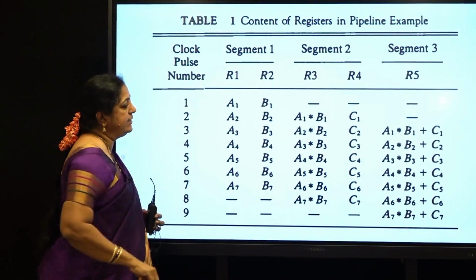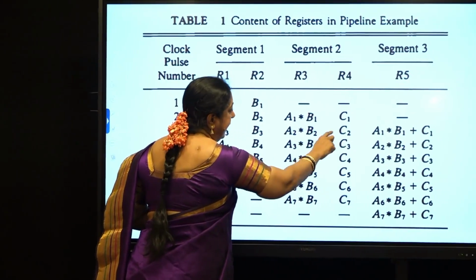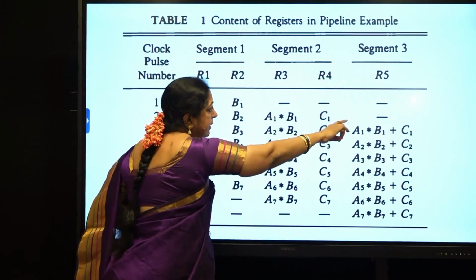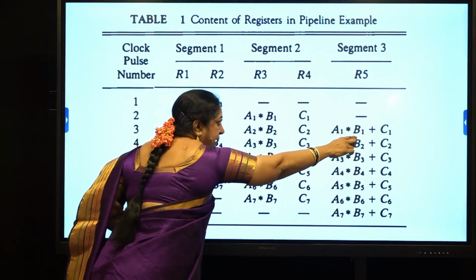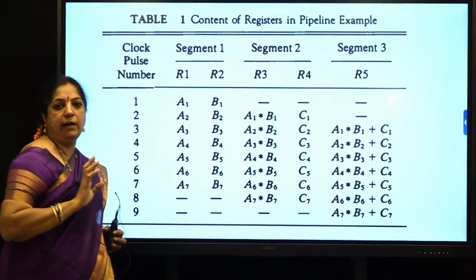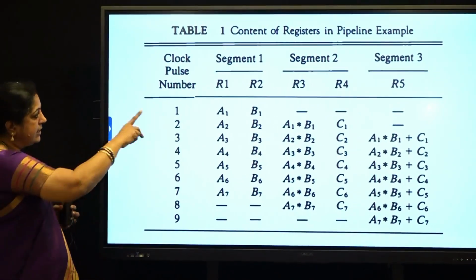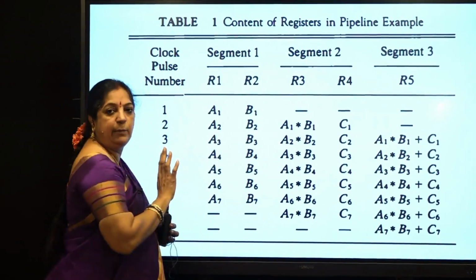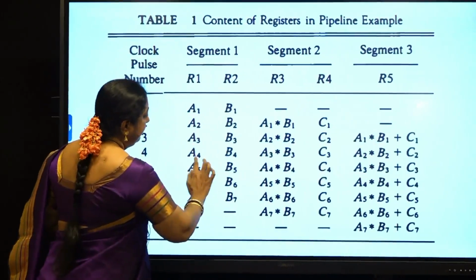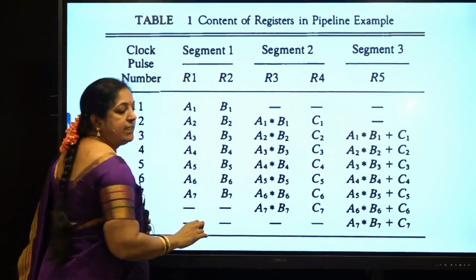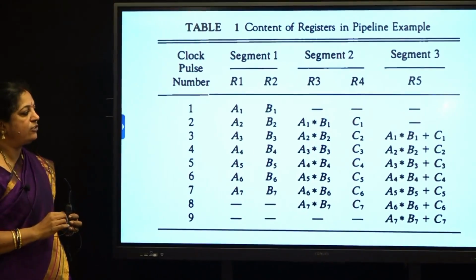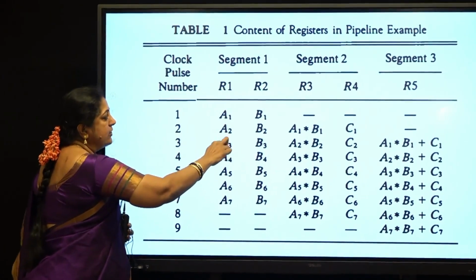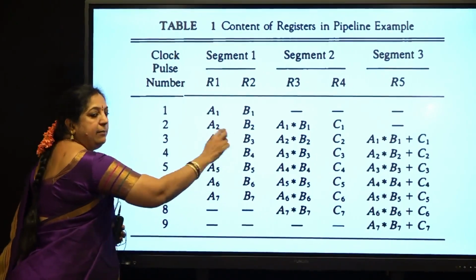In the third clock pulse, we already have A1 into B1 and the C1 value. So the third segment is A1 into B1 plus C1, which is stored in R5. That is the third segment, and we are executing it. Simultaneously, A2 and B2 are available in R1 and R2, so A2 into B2 is computed, C2 is loaded into R4, and in the same clock pulse new values A3 and B3 are assigned to R1 and R2.